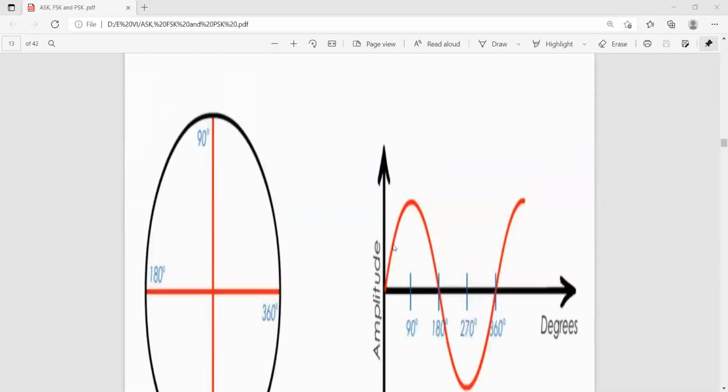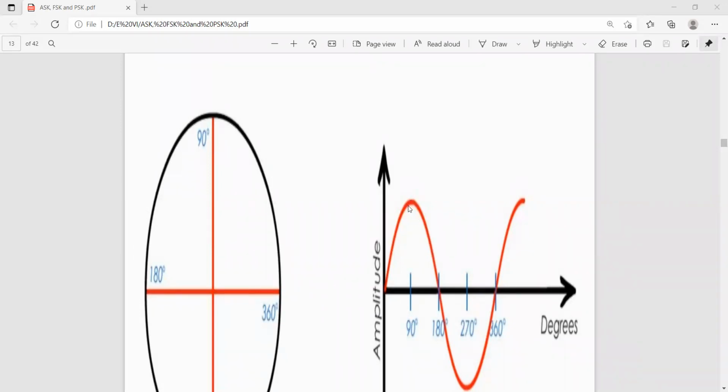Now phase. For a sinusoidal waveform, in the angular representation, this part is 0 degrees. Moving up to the highest value, the peak, is 90 degrees. This is the horizontal axis at 0, going to the peak value at 90 degrees. Considering angular velocity, the wave is represented like this: 90 degrees, then coming down to this point, it is 180 degrees.